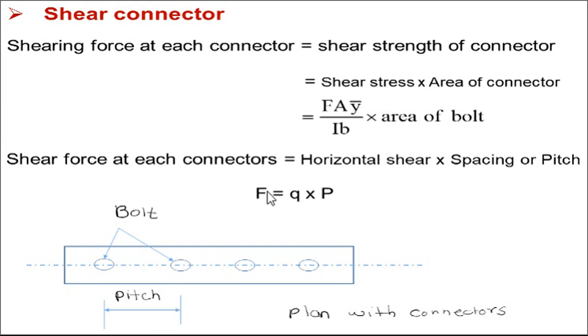Now the shear force at each connector can be determined by using this formula: F is equal to Q multiplied by P. Capital P is the symbol used for pitch, Q is the shear flow, and F is the shear force at each connector or at each bolt. So you need to remember this particular formula.